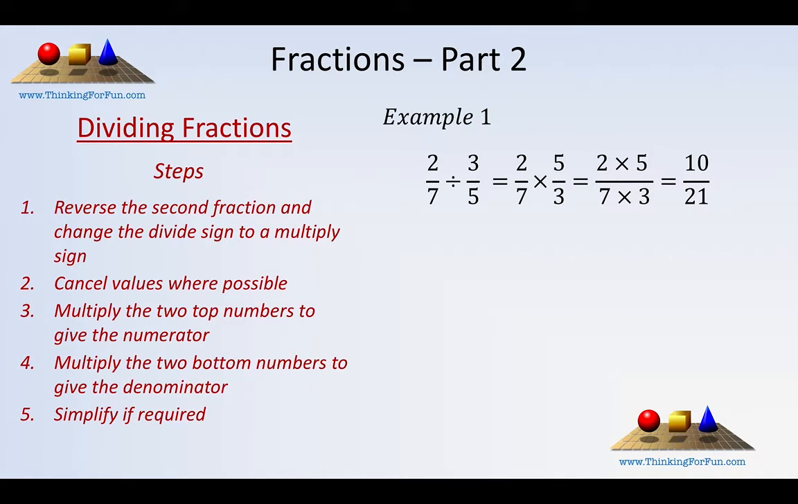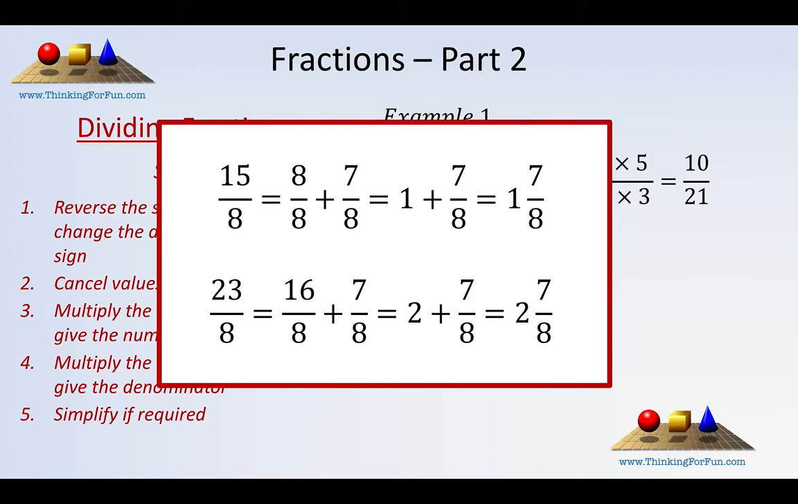Before looking at the second example, we need to look at converting an improper fraction into a mixed number. To do this, firstly we split the fraction out into as many whole multiples of the denominator as possible and the remaining part. So for 15 over 8, we have one multiple of 8, which we write as 8 over 8, and the leftover part is 7 over 8. This can then be written as 1 7/8.